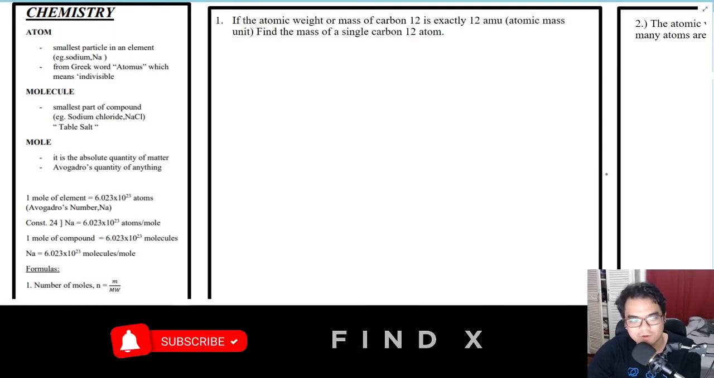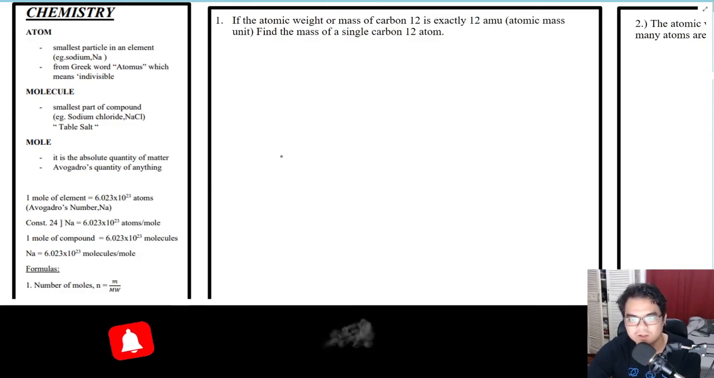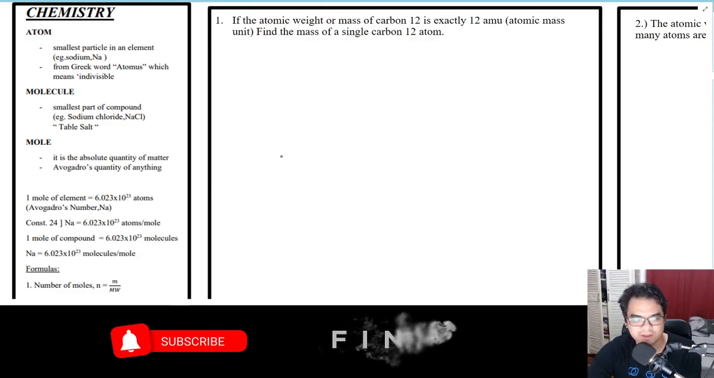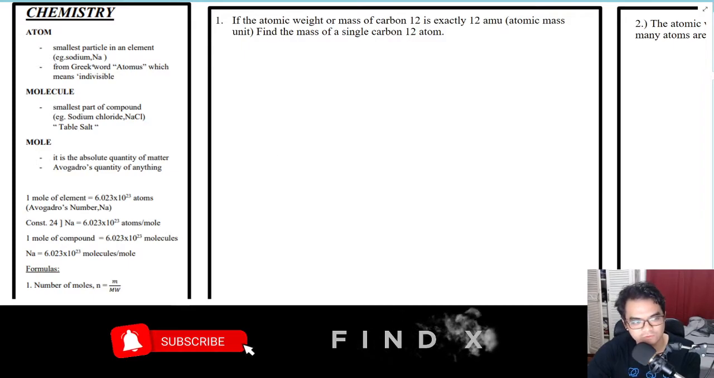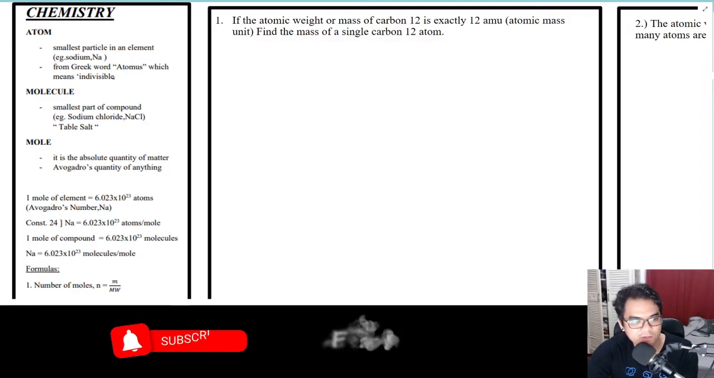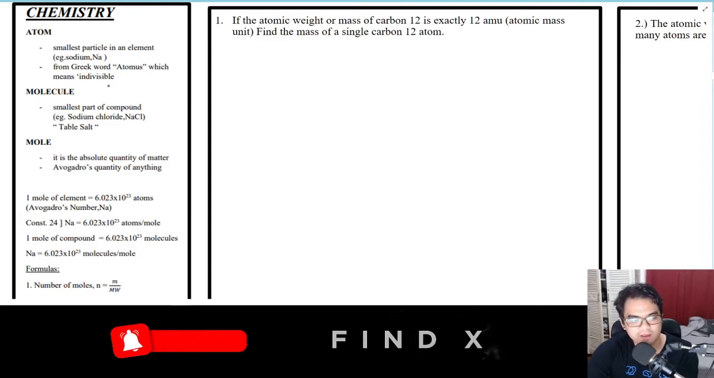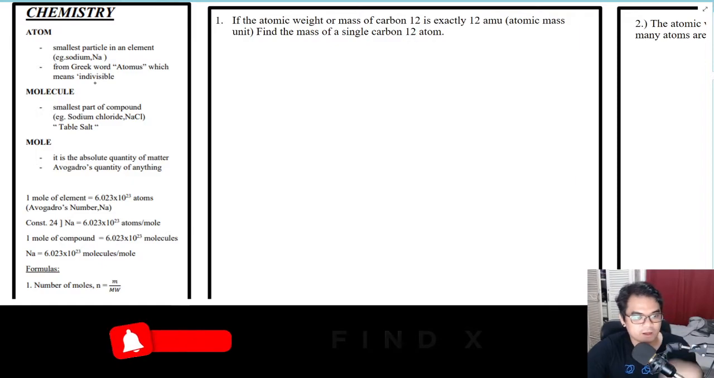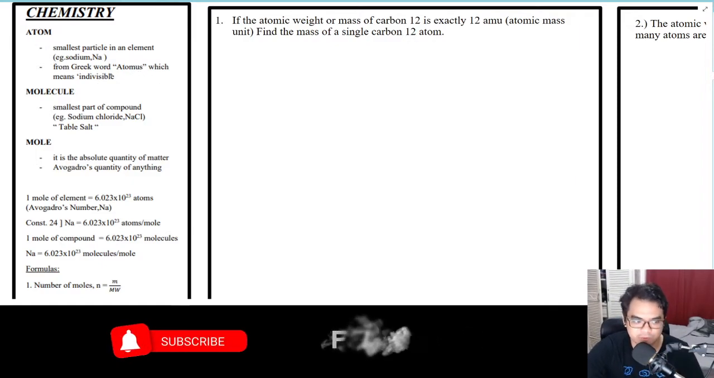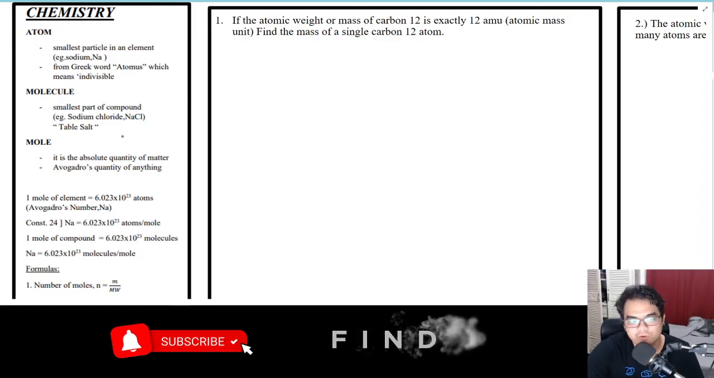So for today, our lesson is chemistry. I'll be covering as many topics as I can in chemistry, and the first topic is all about atoms, molecules, etc. So this is just a little history of the atom. An atom is the smallest particle in an element. For example, you have sodium, which is Na, and it is from the Greek word atomos, which means indivisible.